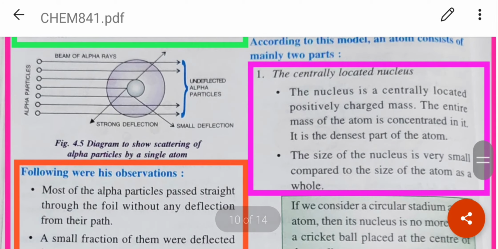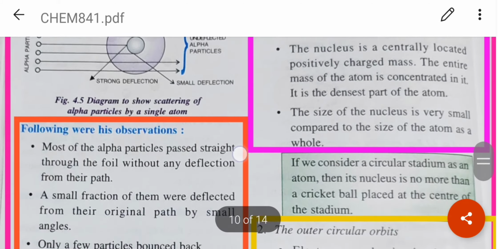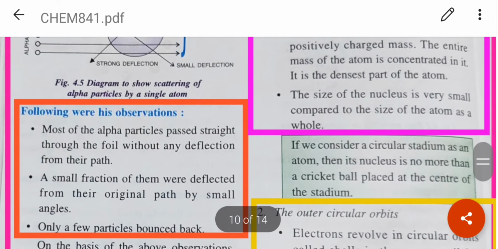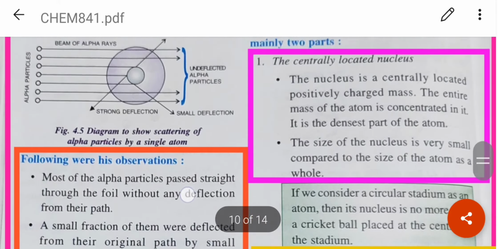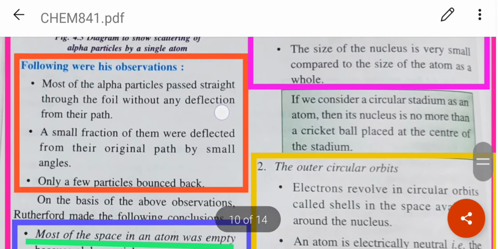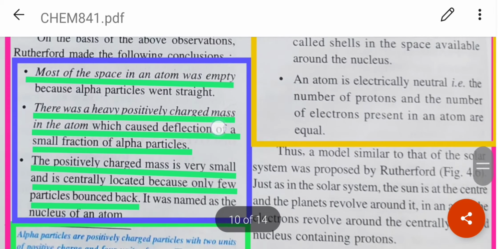Most of the alpha particles passed straight through the foil without any deflection from their path. A small fraction of them were deflected from their path. Okay, and only a few particles bounced back, like you can see here. Okay, so what were his conclusions?